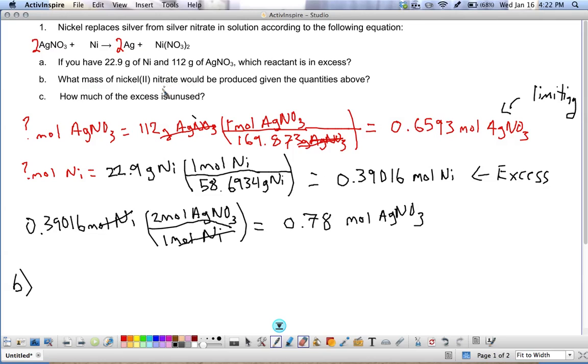What mass of nickel 2 nitrate would be produced given the quantities above? Well, you always use your limiting reagent to calculate this, right? Okay, so we're going to go back to red because that's the color I've chosen here. And I want to know what mass. So I guess red didn't take. Well, we'll go with black. So question mark grams of Ni(NO3)2 given 0.6593 moles silver nitrate.